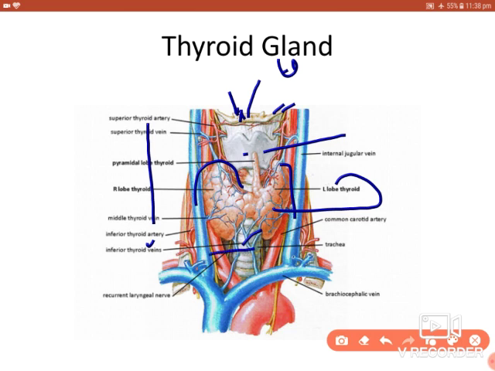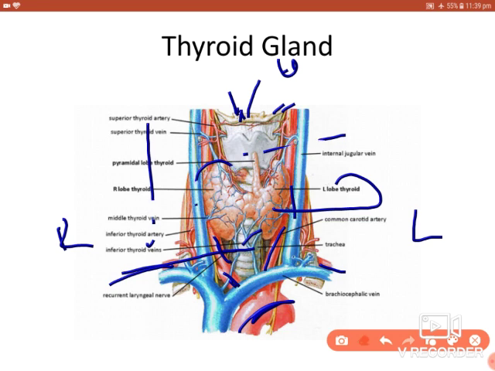Inferiorly, you can see the tracheal rings, this is the trachea. Then inferiorly, you can see the arch of the aorta. It's providing branches: here the left common carotid and left subclavian. This is the left aspect, this is the right aspect. See here the brachiocephalic from this arch. It divides here into the right common carotid and right subclavian.